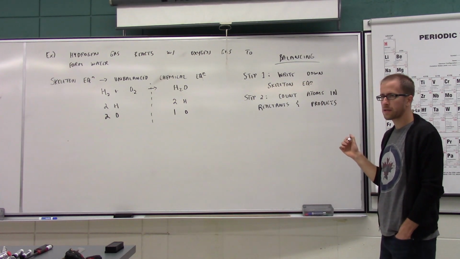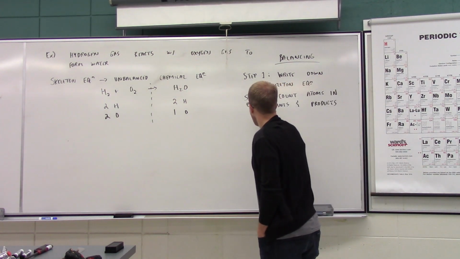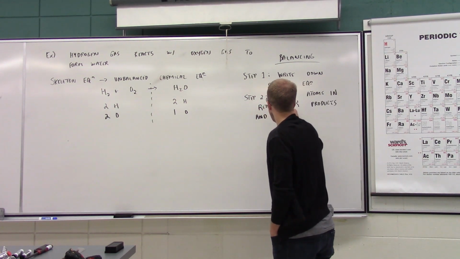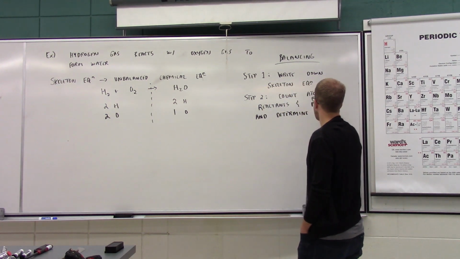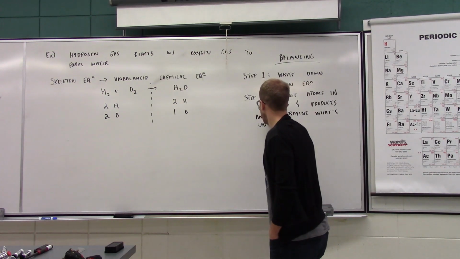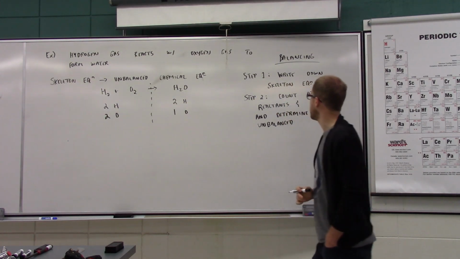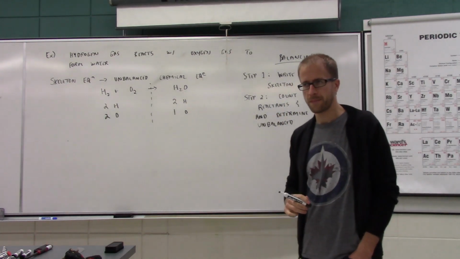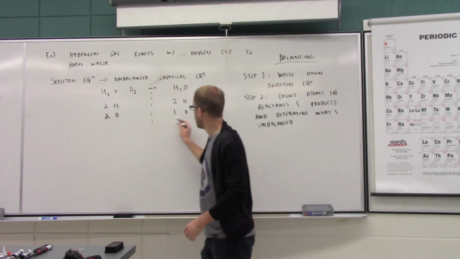So after you count atoms in reactants and products, you determine what's not balanced, what's unbalanced. And in this case, what is unbalanced? Oxygen, excellent, right? We have 2 on this side and 1 on this side.